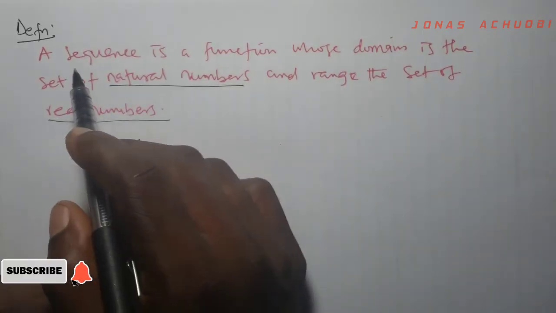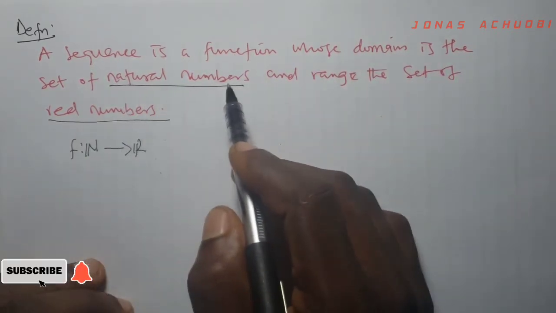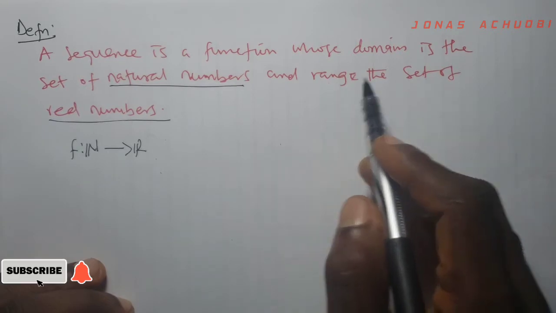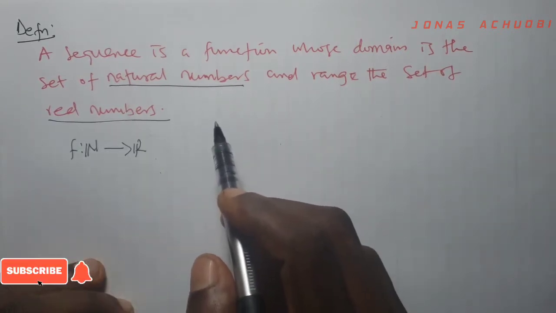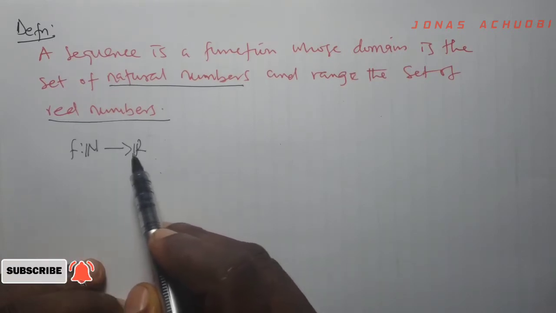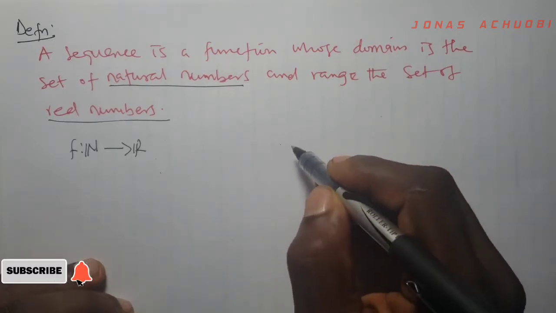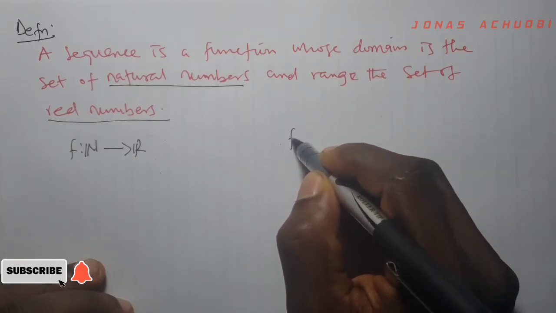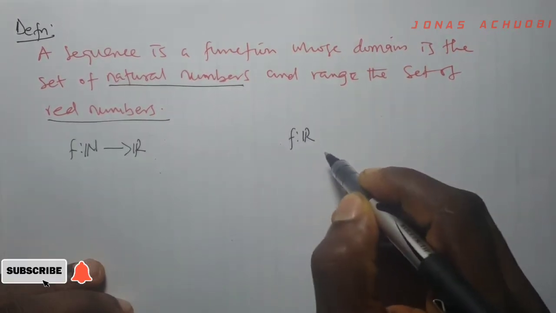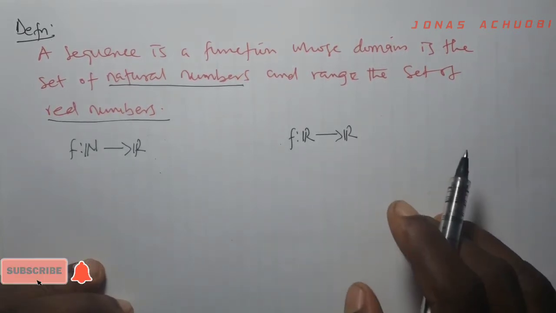Definition. A sequence is a function whose domain is a set of natural numbers and the range the set of real numbers. So a function f, domain is capital N, the set of natural numbers, and the range is R, the set of all real numbers. Before now, we defined a real valued function as a function f whose domain is R and range is also R, the set of all real numbers.